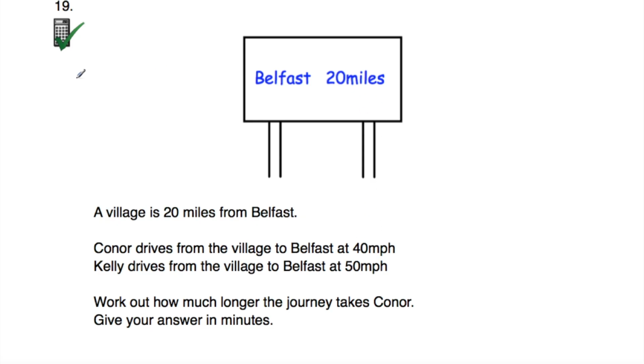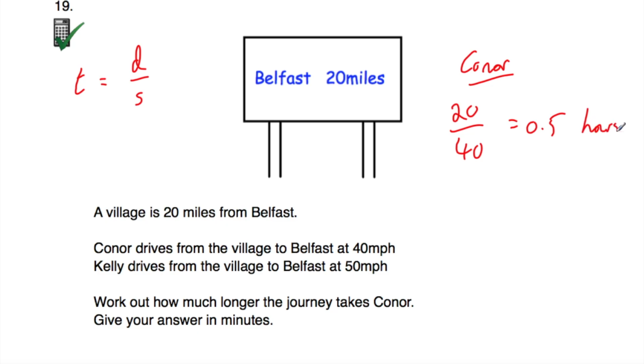But another way we can do it is to work out that the time a journey should take is equal to the distance divided by the speed. For Connor, the distance that he travels is 20 miles. His speed is 40 miles per hour. And if we do 20 divided by 40, that's equal to 0.5. So it should take him 0.5 hours. If we change that into minutes by taking the 0.5 and times it by 60, because there's 60 minutes in an hour, 0.5 times 60 is equal to 30 minutes. So it takes Connor 30 minutes to get to Belfast.